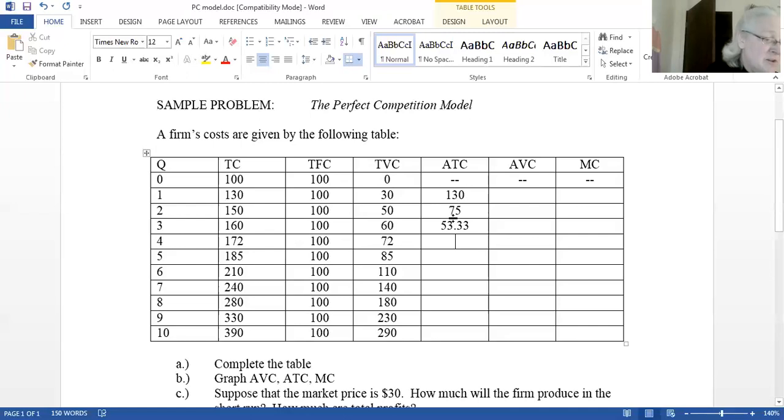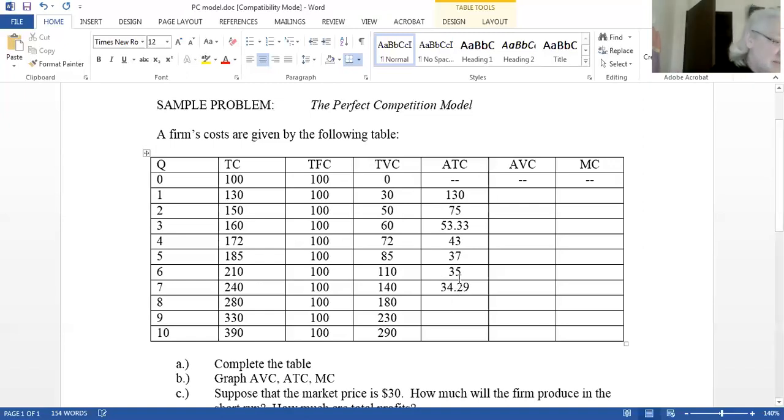And so then 172 should be divisible by 4, and it is 43. 185 divided by 5 is going to give me 37. And then 210 divided by 6. So you can go through later and double check all these. But notice what happened with my ATCs. They fell from 130 pretty quickly, they're continuing to fall down to 35. 240 divided by 7, 34-ish, like that.